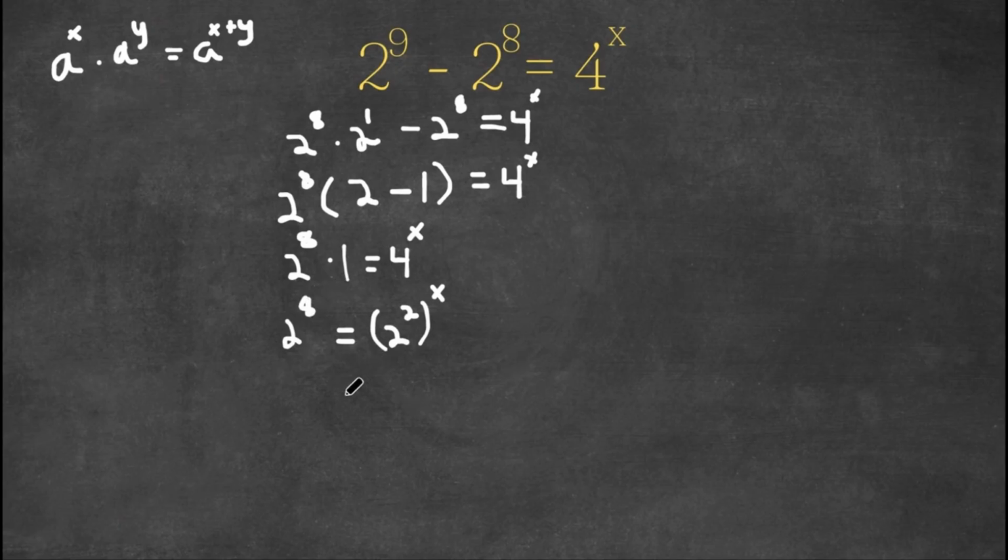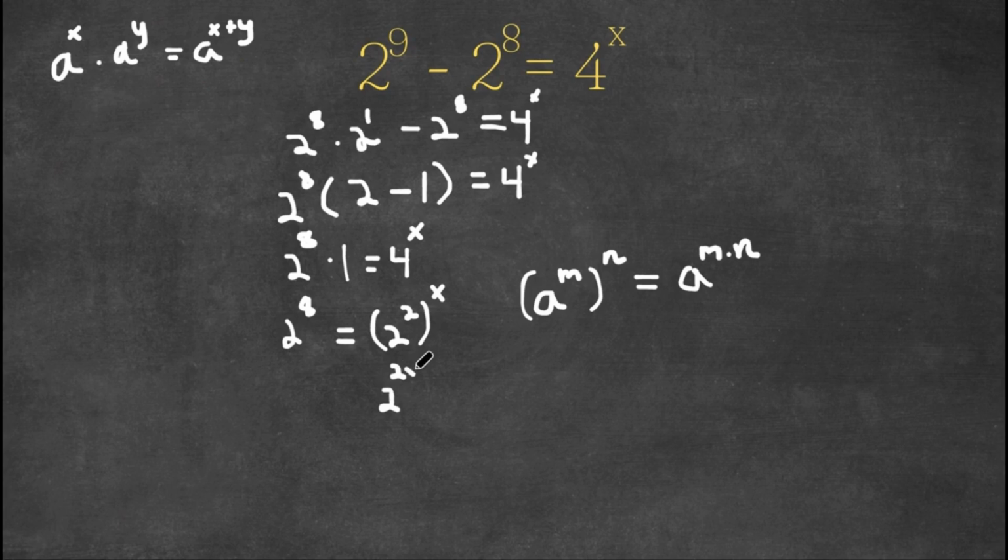Now, an important property of exponents is that if we have a to the power of m to the power of n, this is equal to a to the power of m times n. So 2 to the power of 2 to the power of x is equal to 2 to the power of 2 times x, which is the same thing as 2x. And this is still equal to 2 to the power of 8.